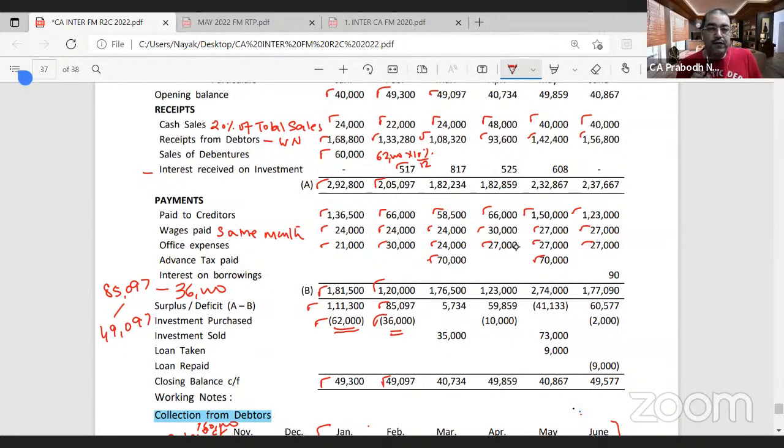Common mistake made by students: they calculate on 36,000. What about the old investment? So 36,000 plus 62,000. 62 plus 36 will give me 98,000. Into 10%, 9,800 divided by 12, 816.67. So that comes to 807. So this is 98,000 into 10% divided by 12, 807.